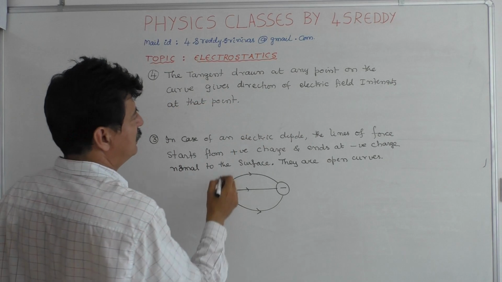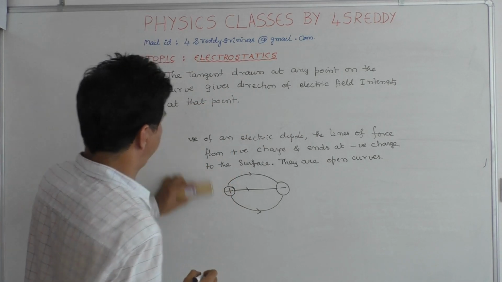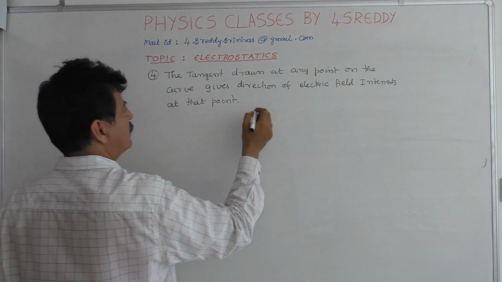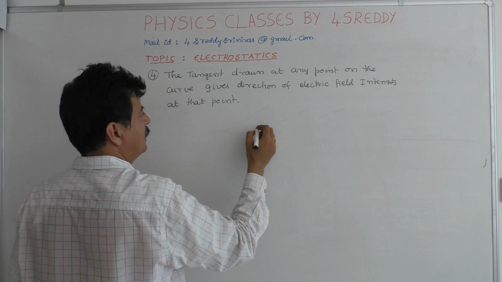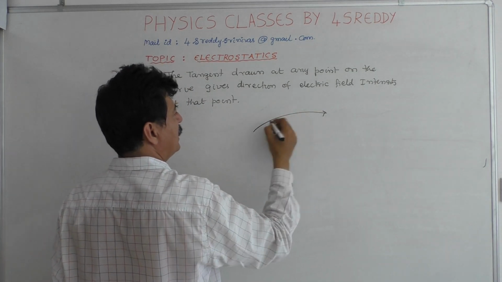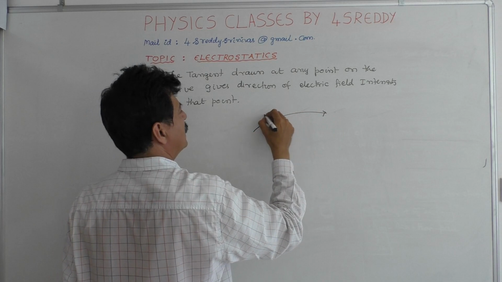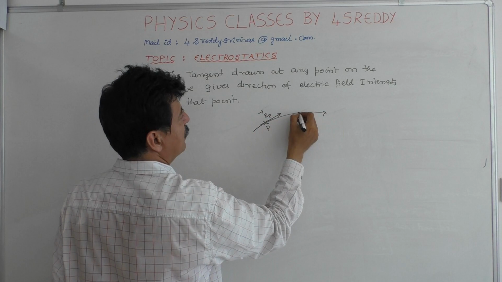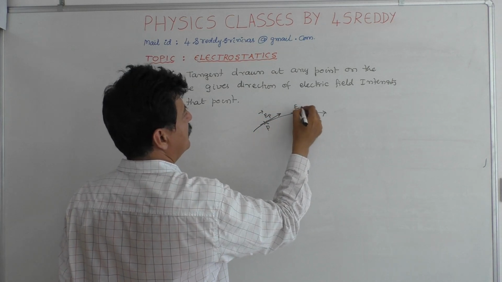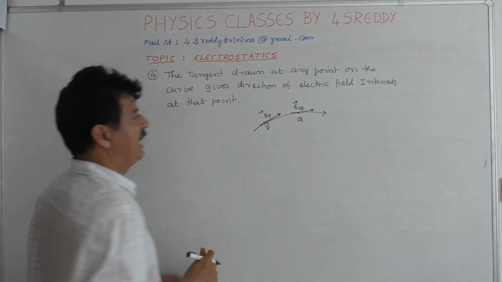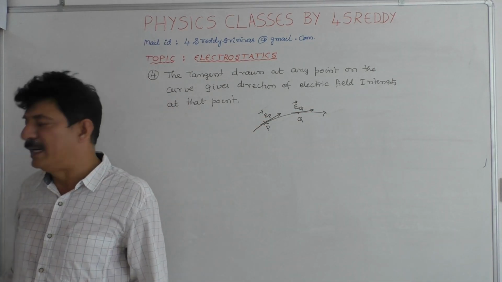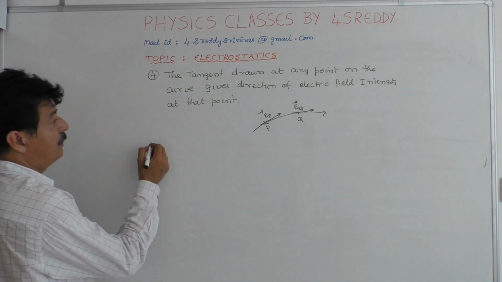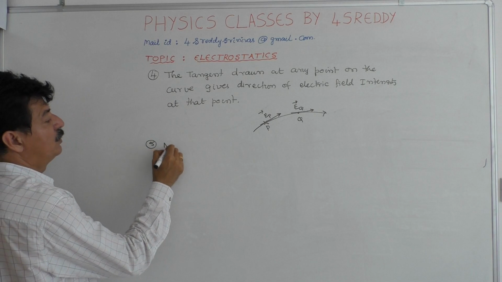Suppose you observe this, the tangent drawn at any point. For example, here, this is an electric line, and E bar is in this direction. That is E_P at the point. So the tangent drawn at any point on the curve gives the direction of electric field intensity at that point.